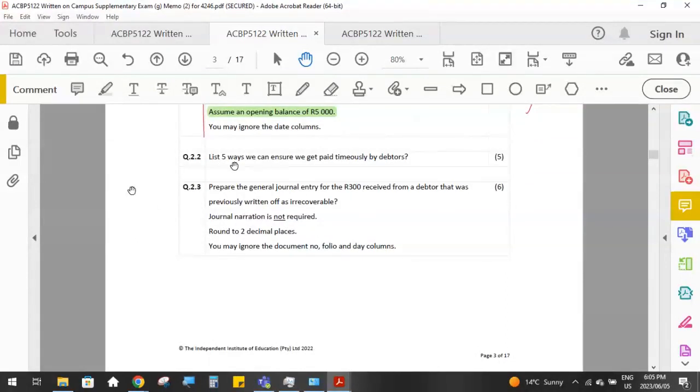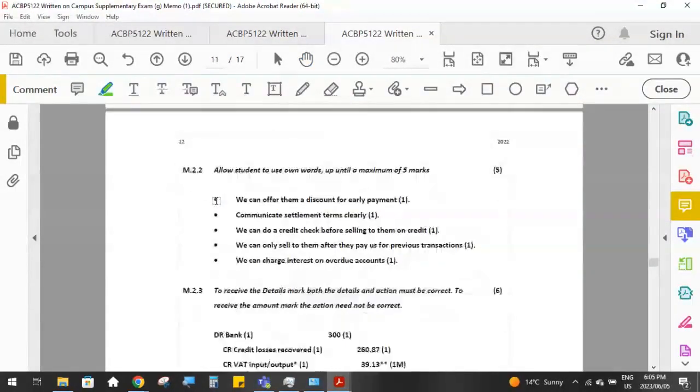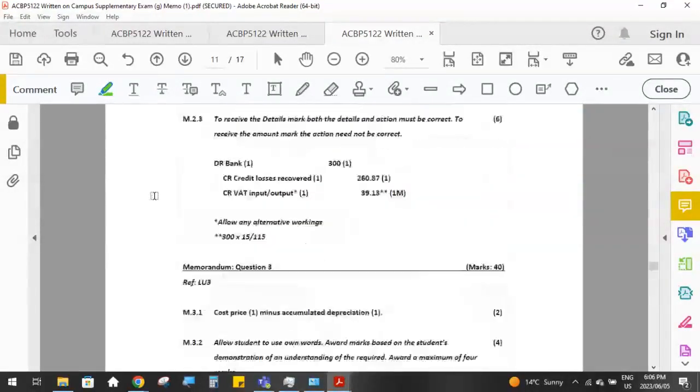So other questions: list 5 ways we can ensure we get paid timeously by debtors. So again, use your own intelligence and your own common sense, and you will find some of these things in the textbook as well. What are different ways that we can offer them discounts, etc., all different things. 5 different things for 5 marks.